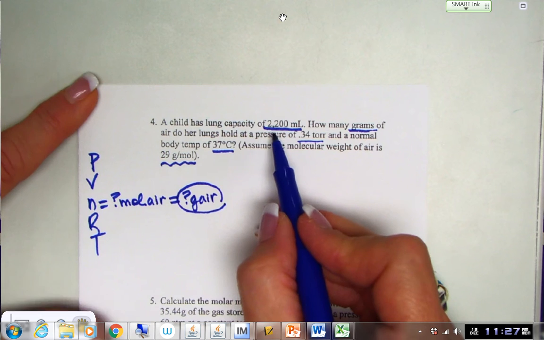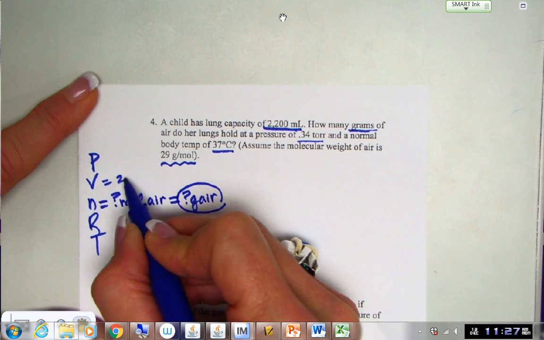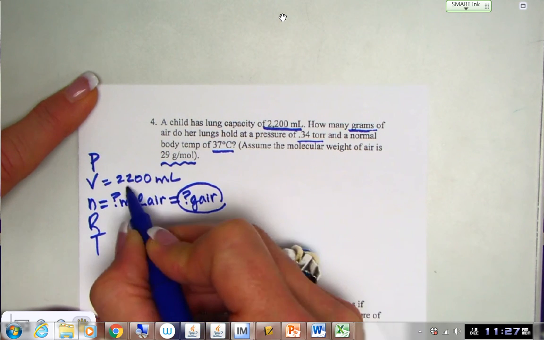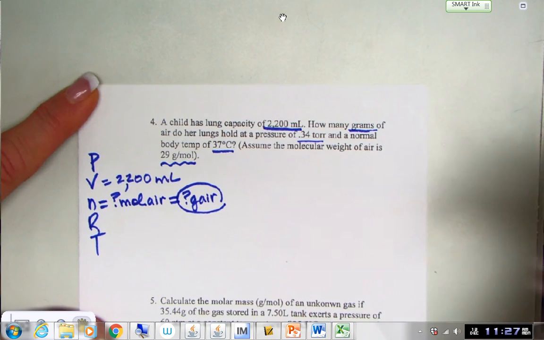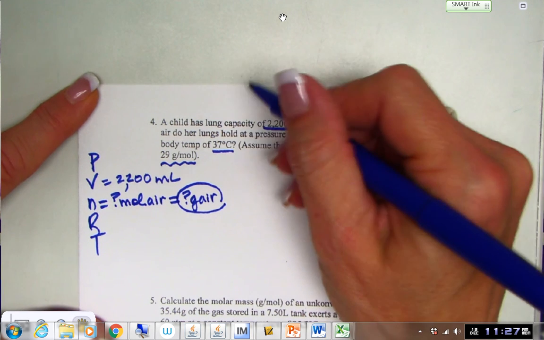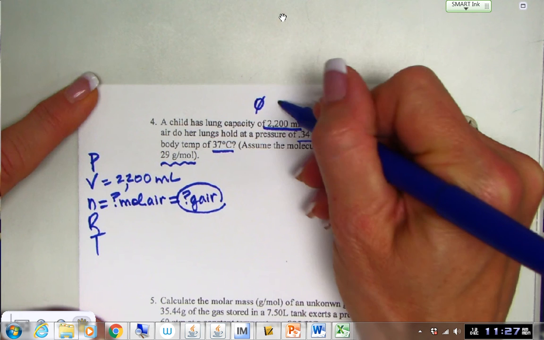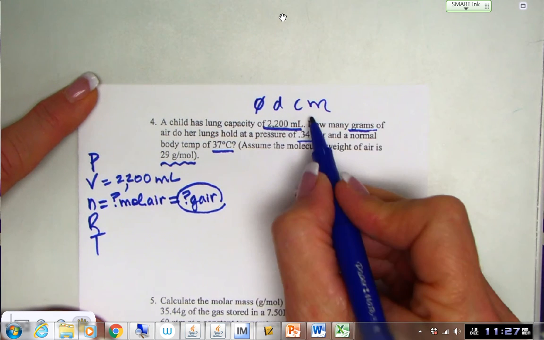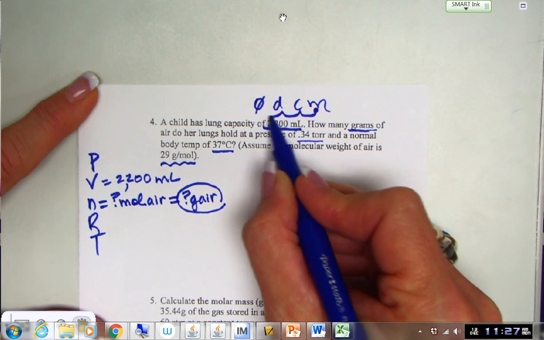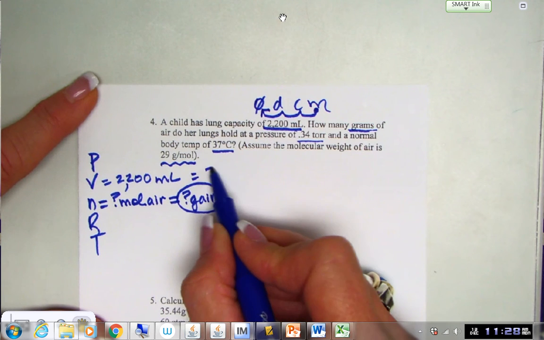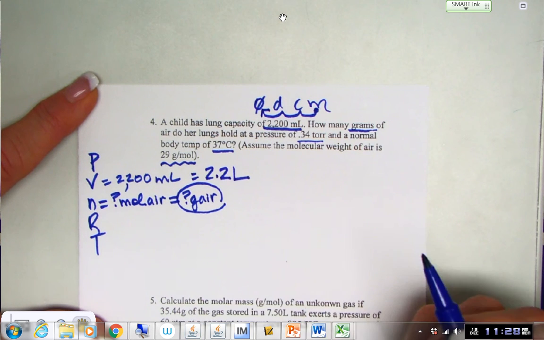Now, it says the volume is 2,200 milliliters. Now, remember, for this gas law, you've got to convert to liters for your volume. So we're going to be using, again, "Many kids have dropped over dead" for converting metrics. And we're going to move our decimal backwards 1, 2, 3 places. That's going to give you 2.2 liters.